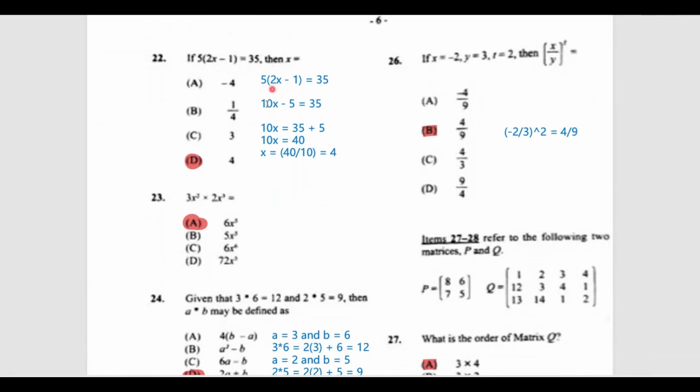22. If 5 open bracket 2x minus 1 is 35, x is what? Seeing it here, 5 by 2x is 10x, minus 5 by 1 is 5, equal 35. Carry the minus 5 across, it becomes plus 5. 35 add 5 is 40. Then you divide 40 by 10, you get 4.